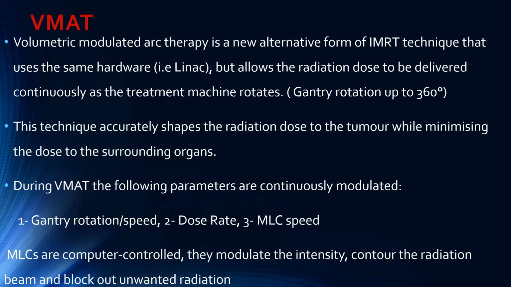During VMAT, the following parameters are continuously modulated: the gantry rotation and speed, the dose rate, and the MLC speed. Now, the multi-leaf collimators are computer controlled. They modulate the intensity, they contour the radiation beam, and they block out unwanted radiation.